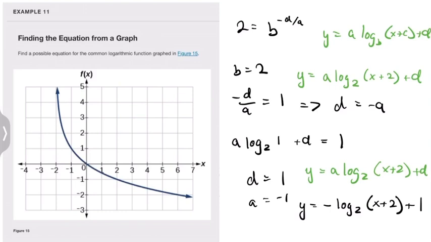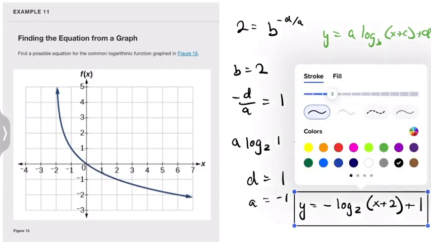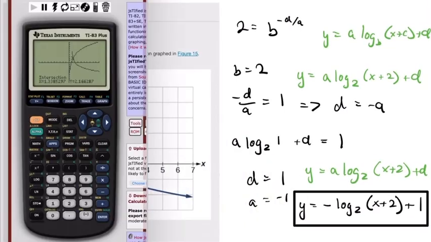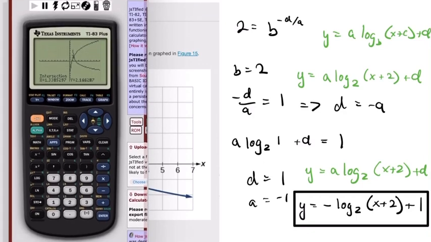Okay. Now, I think this might be a little different than what the text got, but we can check and see if at least our points work. Or we could look at the graph and see if we get the same image. I think I'm more inclined to look at the graph. So I'm going to go to my y equals and clear out this other stuff.